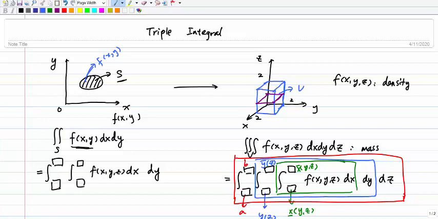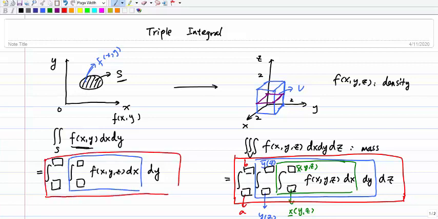Now the double integral basically computes two integrations. So we can write this into two parts. One is called the inner integration. The other one is called the external integration.